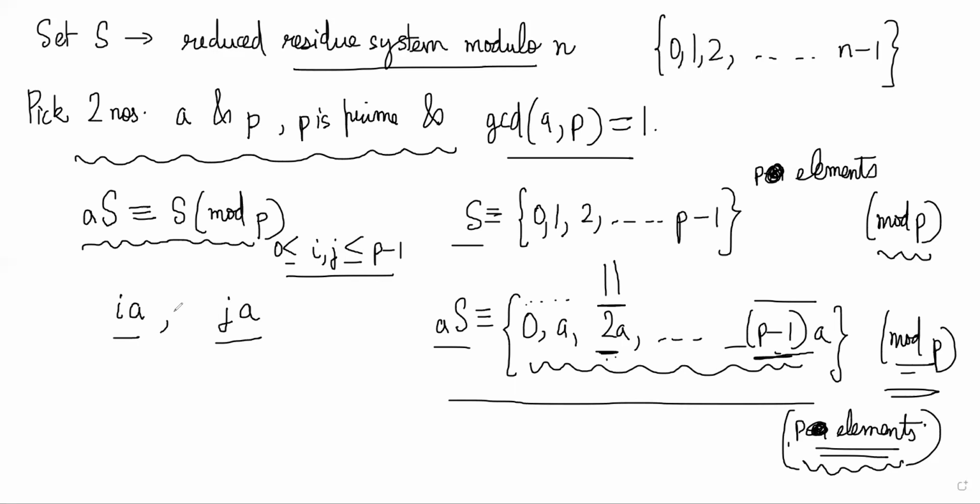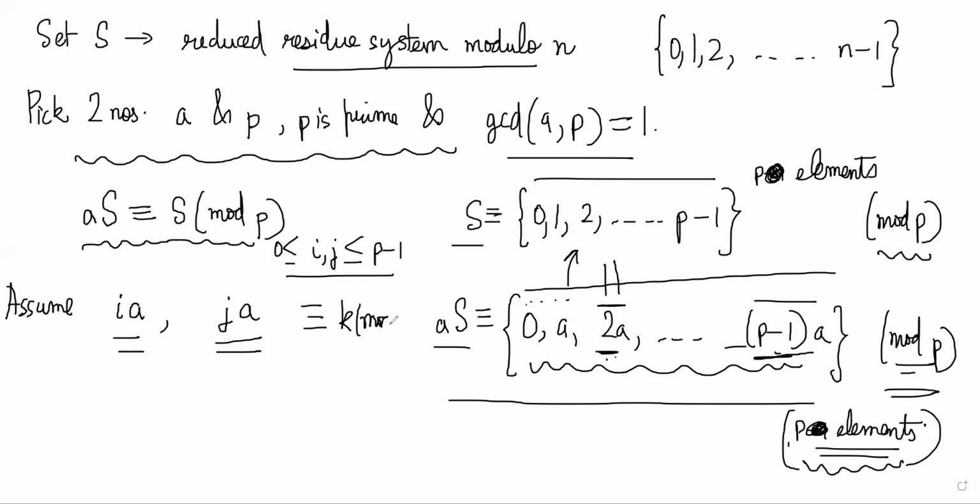Because if they're not identical, then there are enough remainders that it has to be the complete set, right? It's like the pigeonhole principle. If you have enough elements and none of them is identical, then it must be this set only. It is not repeating inside. So assume they are the same, some k mod P. Take the difference, it will be I minus J times A, which should be 0 mod P then.